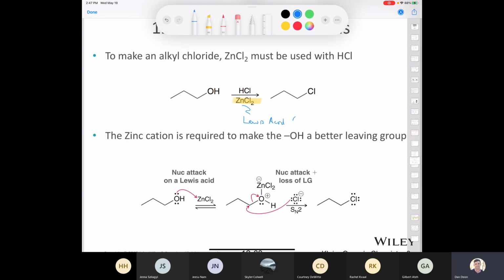Zinc chloride behaves as a Lewis acid. What's a Lewis acid? It's an electron acceptor. So what the zinc chloride does is some of the electron density from the lone pairs on the oxygen gets dumped into that zinc, which renders the carbon more electrophilic, right? Because the oxygen now has a positive charge on it, that renders this carbon even more susceptible to nucleophilic attack, so the chloride can come in and behave as a nucleophile. So these are a set of conditions that you have to know. If you want to take a primary alcohol and convert it to a primary alkyl chloride, instead of just using HCl, you have to use HCl and zinc chloride together.